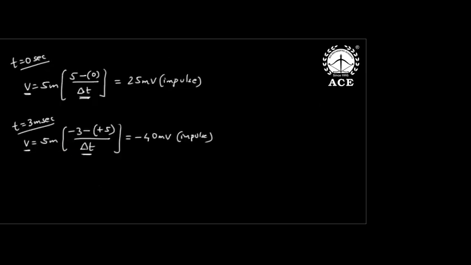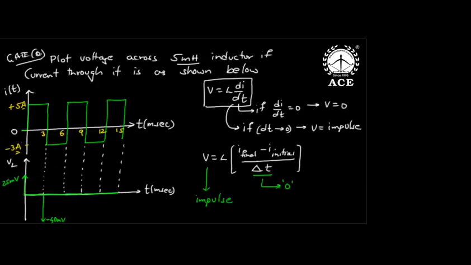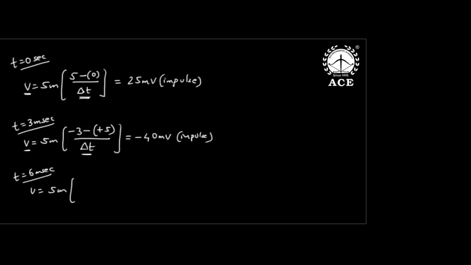Now at t equal to the 6th millisecond, V equals L, 5 milli, again I final minus I initial. Current is going this way now. I final is plus 5, I initial is minus 3, by delta T. Again, sudden change in a short interval gives impulse voltage. But how much is the magnitude of the impulse? 8 fives are 40, so plus 40 millivolt impulse.